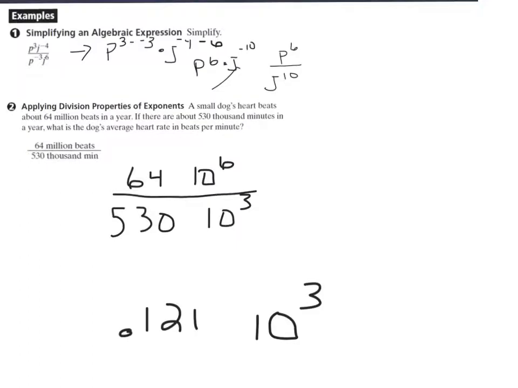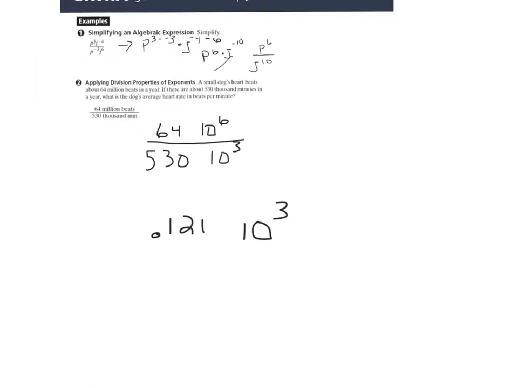Now we know this isn't proper scientific notation, so we need to rewrite that with one number in front of the decimal. So we get 1.1 times 10 to the 2nd. We have to subtract a power there, and we'll talk about that in class again.